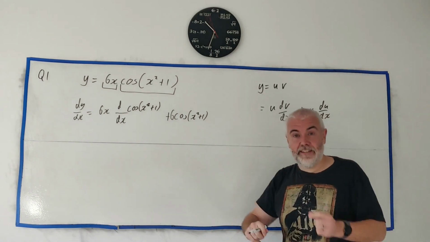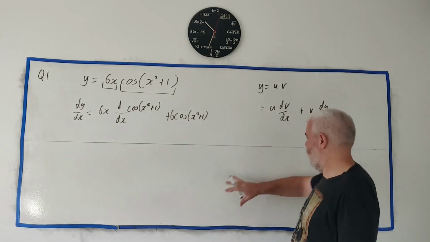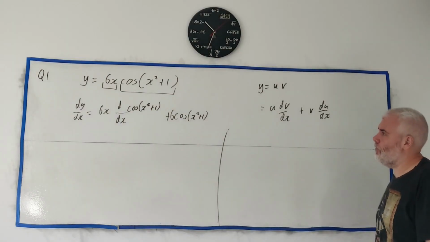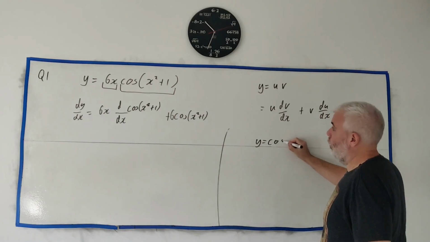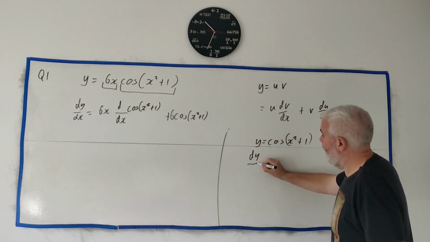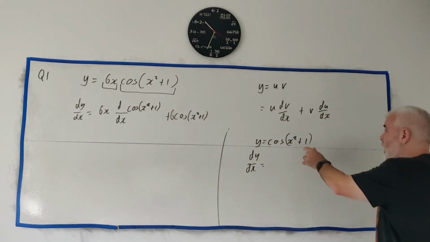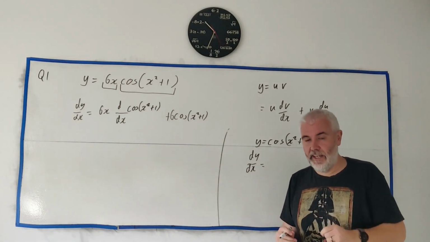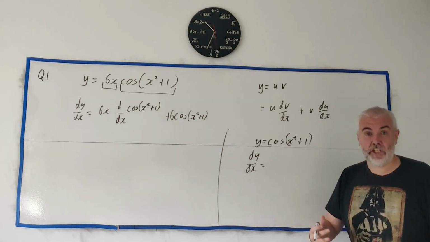This is all quite easy except for this one thing here. So let's just do this separately. I'll do it over here and then we'll come back and finish off the question. Let me write it again as y equals cos(x² + 1). What is dy/dx of this? Because that's really what the question comes down to. You can go ahead and do this in your head if you are good at doing things like this in your head. I'll show you how to do it using the chain rule.